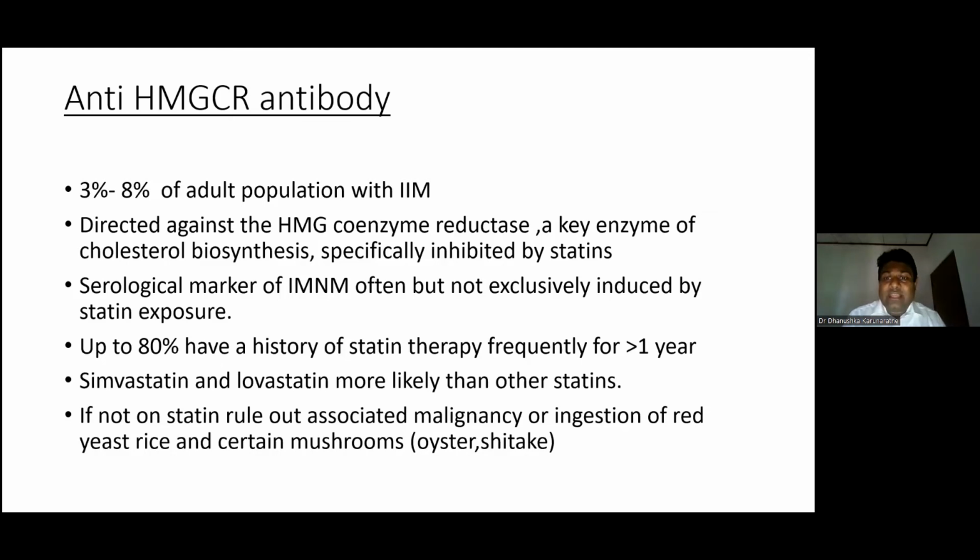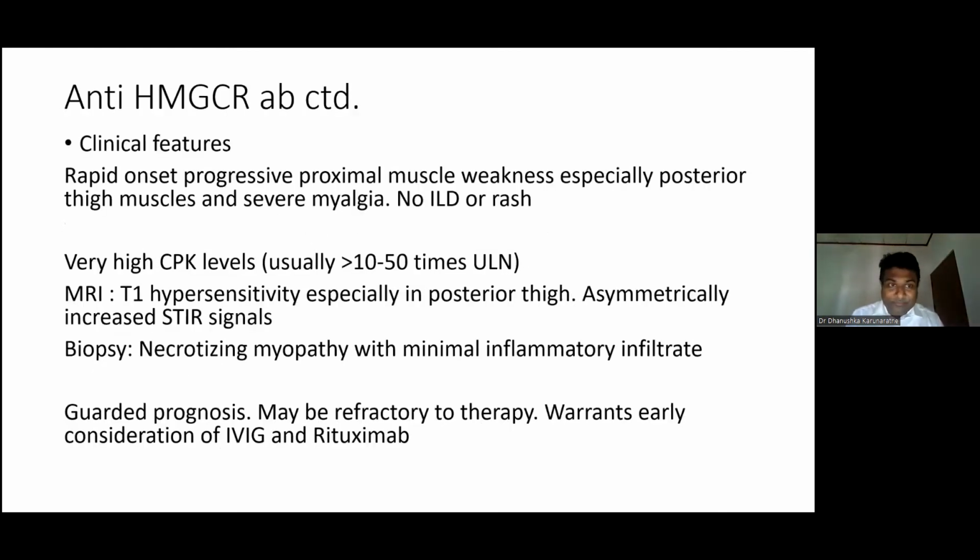So then they put the blame on the ingestion of red yeast rice and exposure to certain mushrooms, such as oyster and shiitake, causing HMG-CoA reductase antibody positive necrotizing myositis. And clinically, as I mentioned earlier, it's a very rapidly progressing myonecrosis with myalgia, and posterior thigh muscles are the first to get involved here.